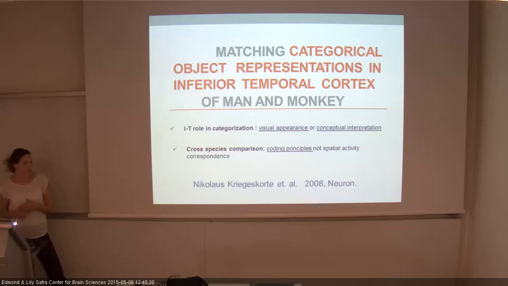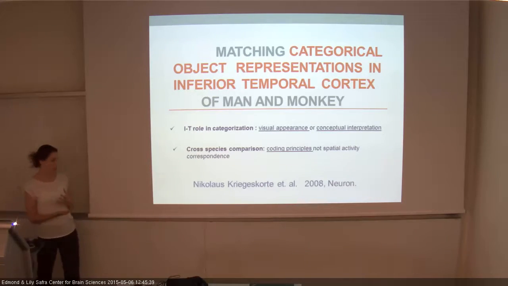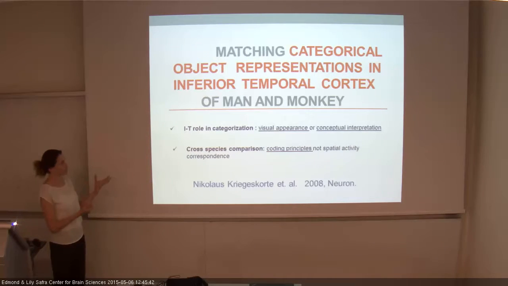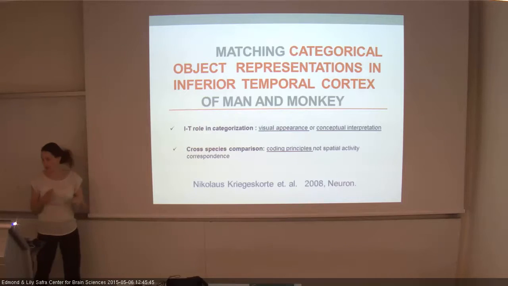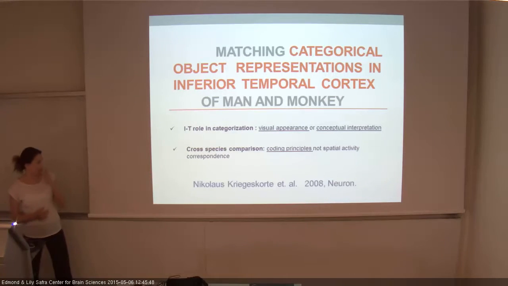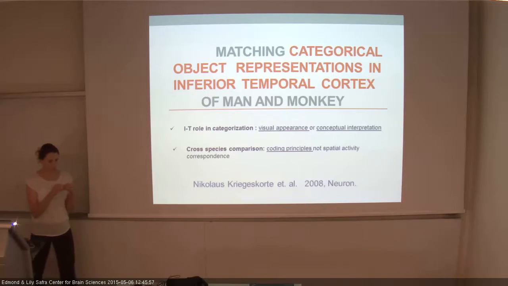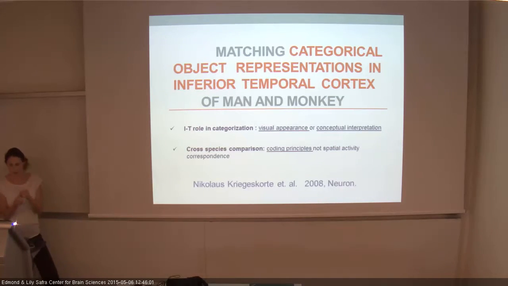Regarding the cross-species comparison, first of all, I'll show you in a minute the visual stimuli, but both monkey and human were shown the exact same object in this study. What they wanted to understand is the coding principles and not just the spatial activity correspondence. Their criticism of previous studies is that those kind of wanted to see the specific areas that react to specific stimuli. Here they're really asking questions about the coding principles. You'll see in a minute the methods they're using, but this is their motivation for choosing the methods that they chose.